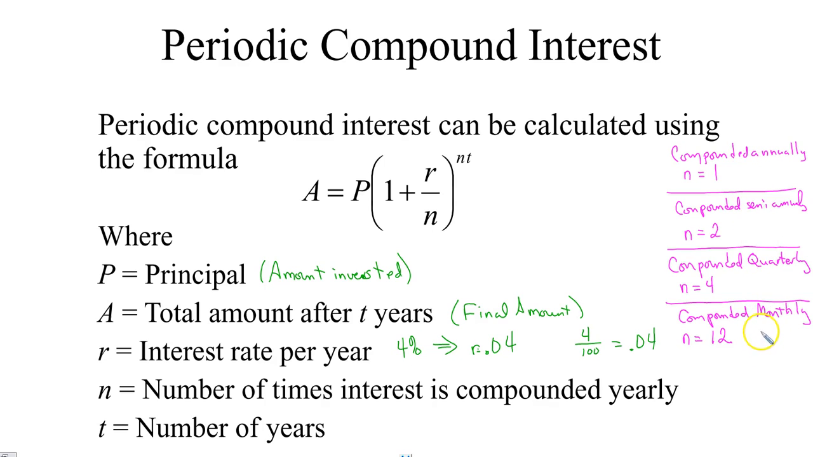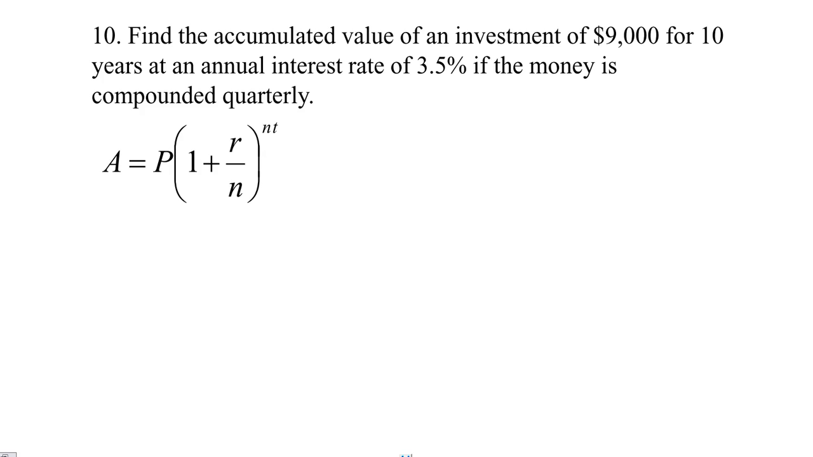On your test, there's not going to be anything that tells you that annually means N is 1, that quarterly means N is 4. So you need to know: compounded annually, N is 1, semi-annually 2, quarterly 4, monthly 12. Those are the only 4 things you're going to use for this formula, and I'm going to show you how to use the formula. So let's move over here and work this problem.